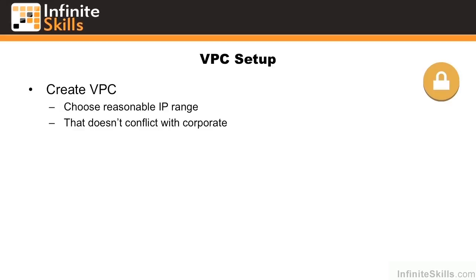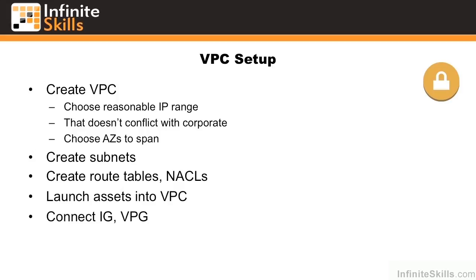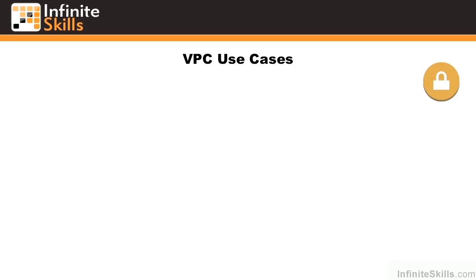To set up a VPC, you first create it by choosing a reasonable IP address range, being careful not to conflict with an IP address range that corporate has. Then you choose the AZs that you're going to span. You then create subnets, route tables, network access control lists, and launch your assets into the VPC. You can connect an internet gateway and a virtual private gateway, and consider programmatically connecting and disconnecting the internet gateway if you can.